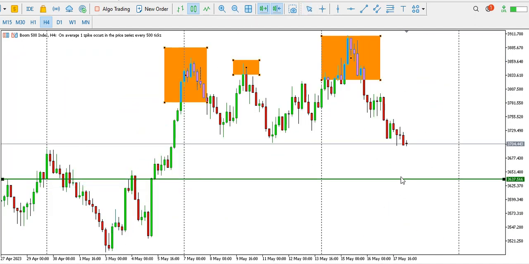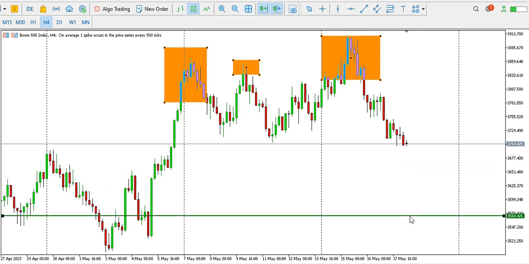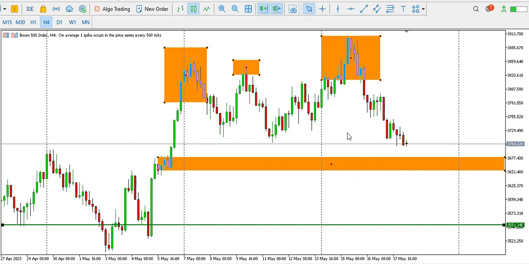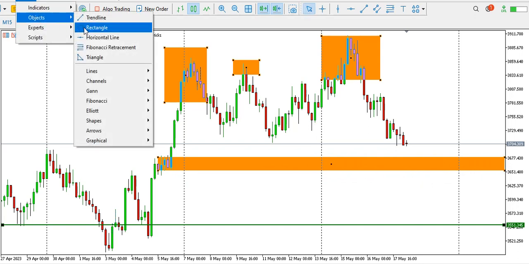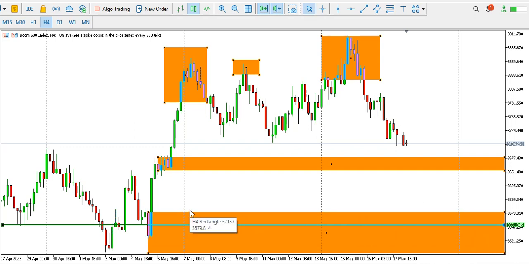If price is going to go down, we have this support around here, this other block around here, then we have another block around here. Those are the points where price might likely find support. But for now, consider selling Boom 500 index on the 4 hour time frame.